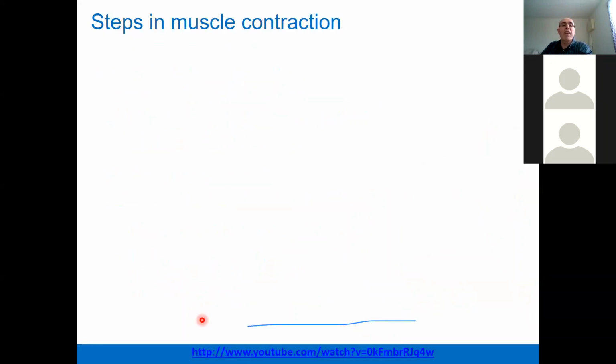Now, the steps in muscle contraction are really important. You need to be familiar with the mechanism of action of muscle contraction step by step: how we initiate muscle contraction, and how the process goes forward and ends up with relaxation.